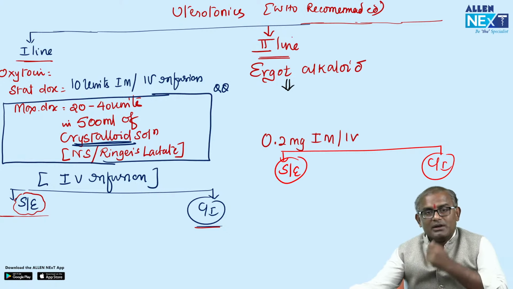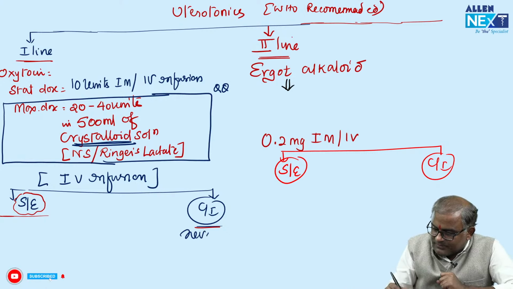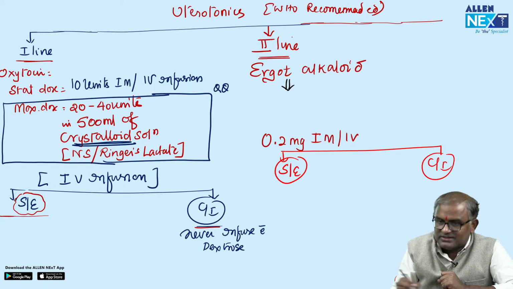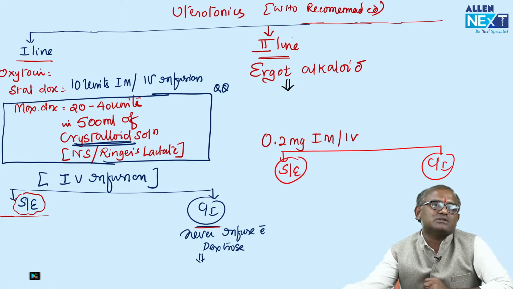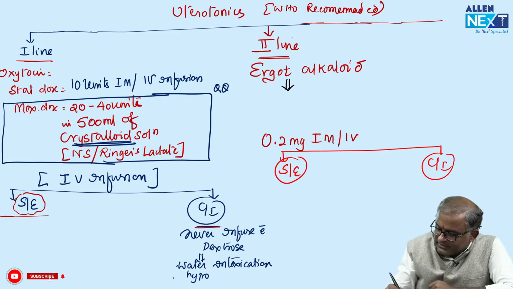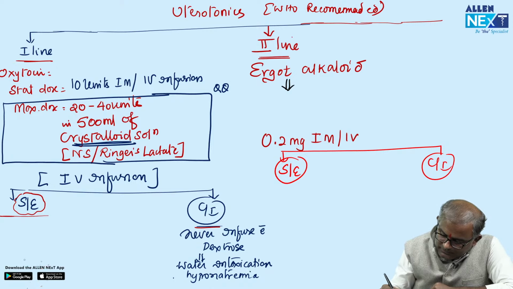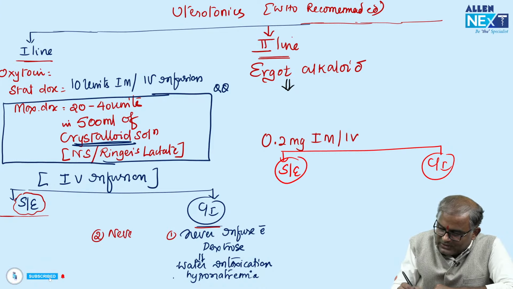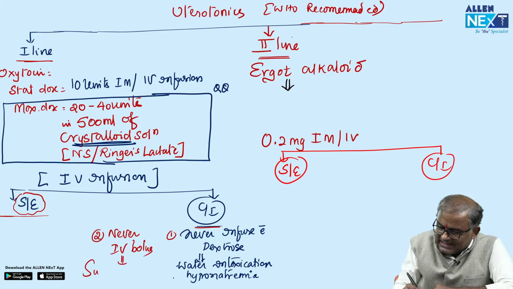Understood, doctor? Now, never infuse with dextrose. That is the first point. Why? If you infuse with dextrose, it causes what, doctor? Water intoxication and hyponatremia, that is dilutional hyponatremia. Never infuse with dextrose. Also, never IV bolus. Why? It causes sudden hypotension.